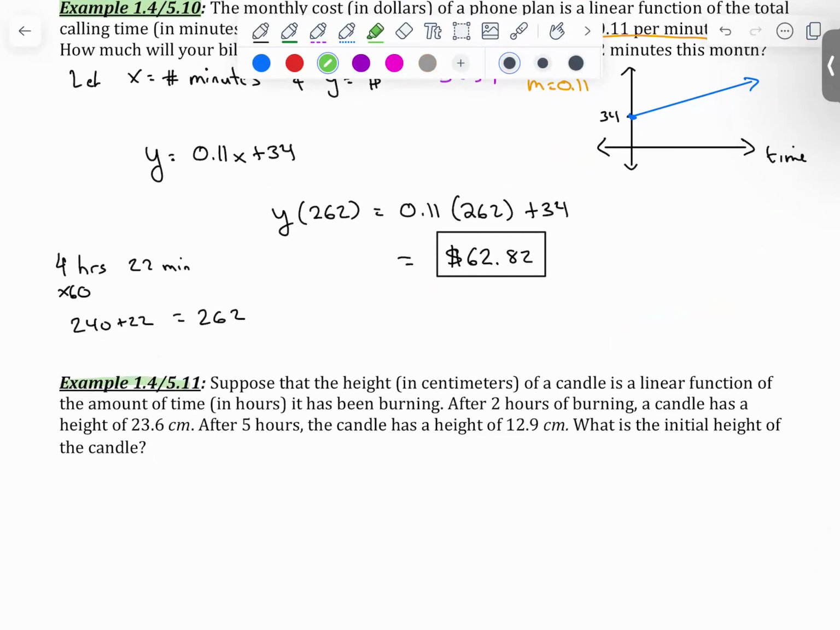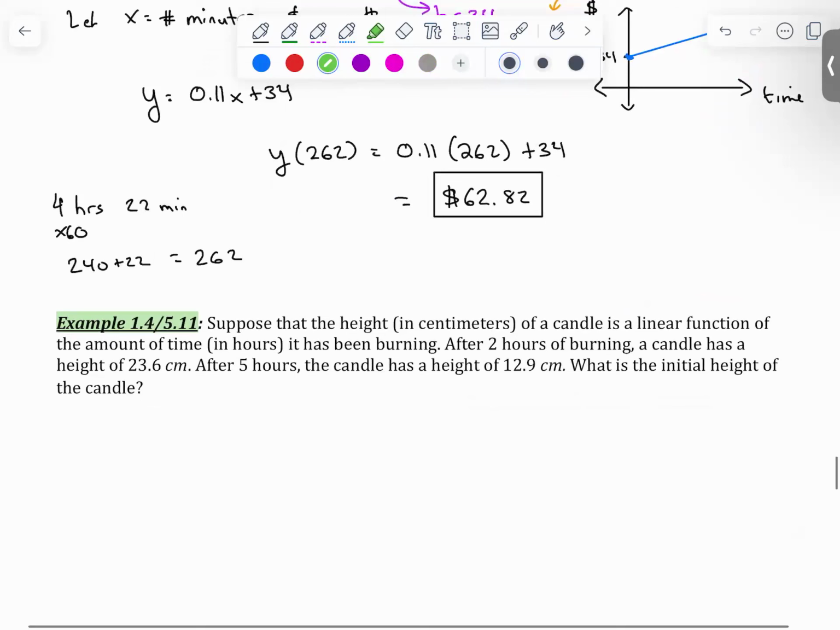is it's saying, suppose, highlight it, suppose that the height in centimeters of a candle is a linear function for the amount of time in hours it has been burning. After 2 hours of burning, the candle has a height of 23.6 centimeters, and after 5 hours, the candle has a height of 12.9 centimeters. What is the initial height of the candle?